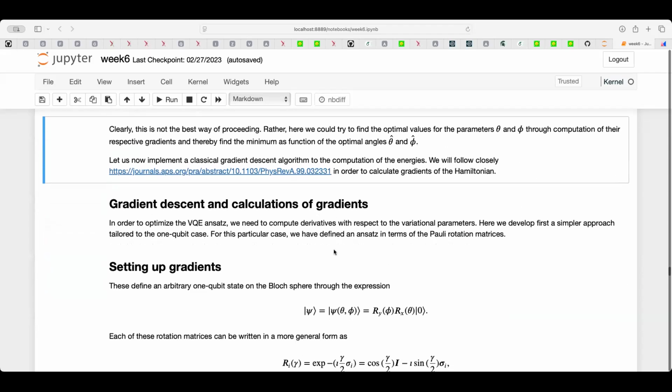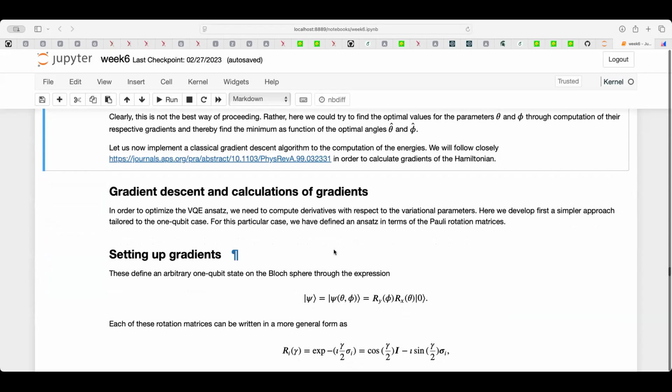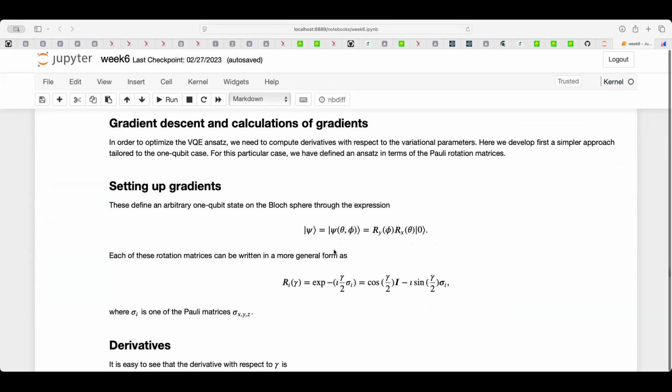Using the Variational Quantum Eigensolver. Now, I'm going to go through these technicalities using the Jupyter notebook because we need an expression for the derivatives. And the nice thing now is that with these rotation matrices, we can find a very compact and nice analytical expression for the gradients. And this is the kind of expression which we end up implementing.